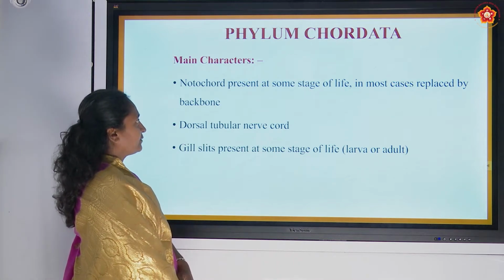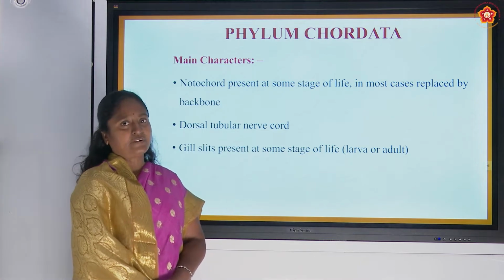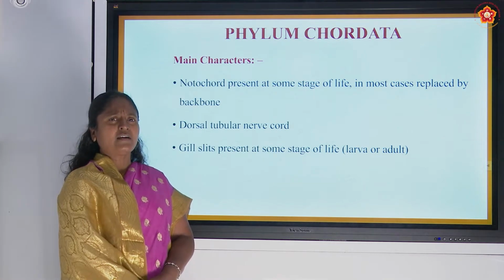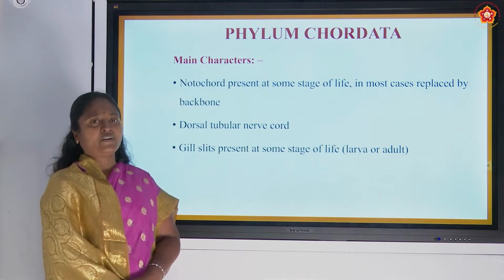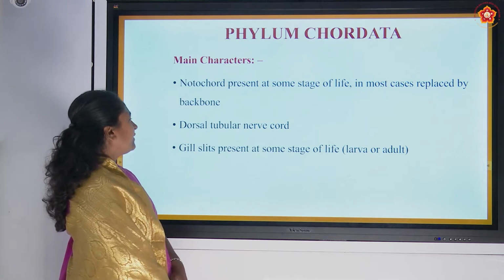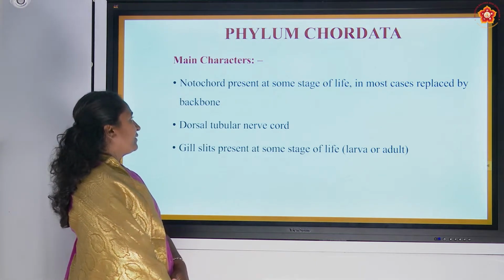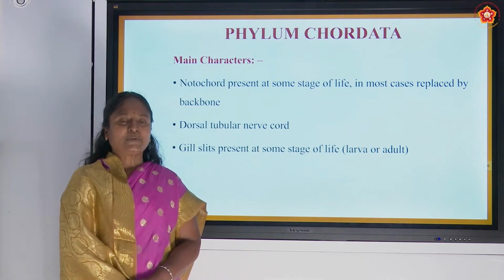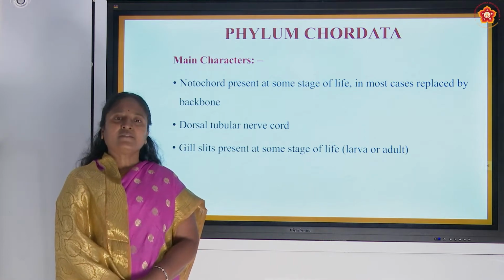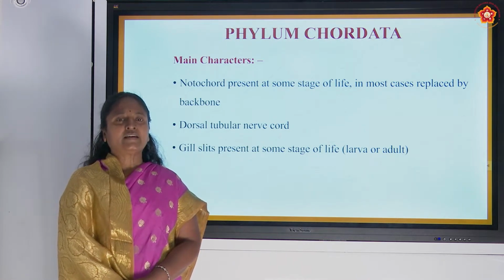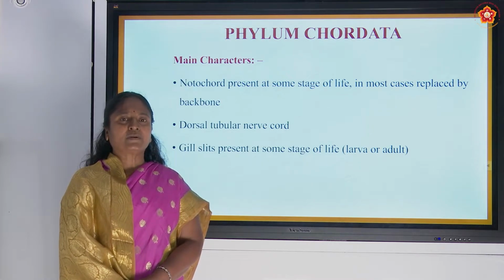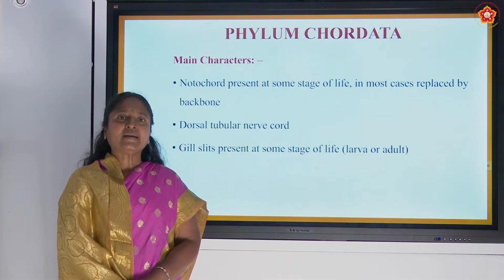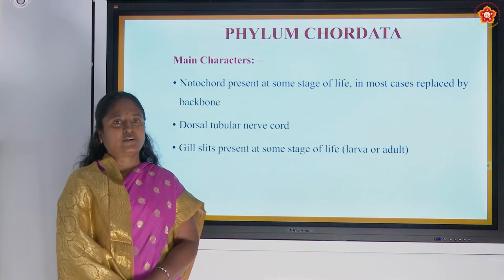The notochord is present at some stage of the life of an organism. Maybe it will be present only during a certain stage, or during a very short duration of its lifetime. And in higher organisms it is replaced by the backbone. The next characteristic feature is the nerve cord, which is present dorsally. Dorsal is one of the terms we use to discriminate the back side from the front side of the body. The front side of the body is known as the ventral side.